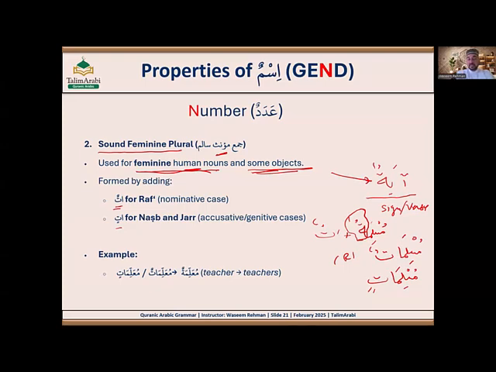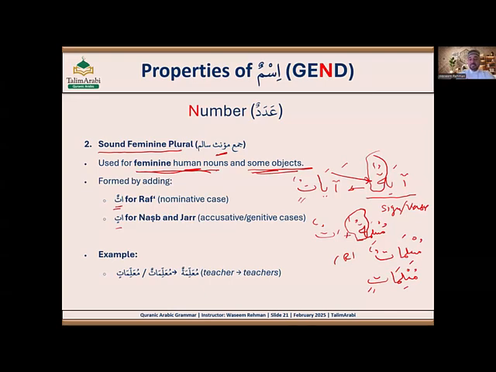If I want to make signs or verses, how would I do it? I'll drop the ta marbuta and put alif and then atun, like this: ayatun. So no ta marbuta. And you join ya with alif: ayatun or ayatin. That means verses, three or more, or signs, three or more. So that's how you make it.